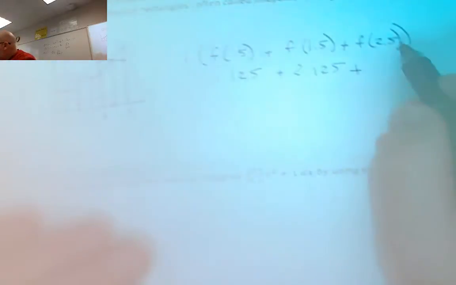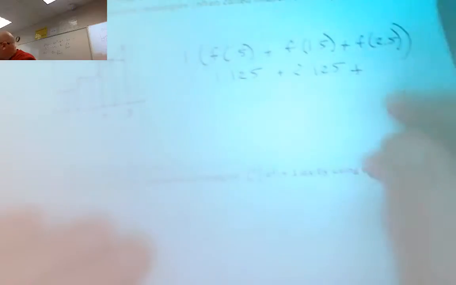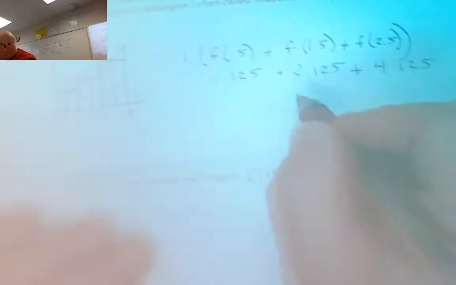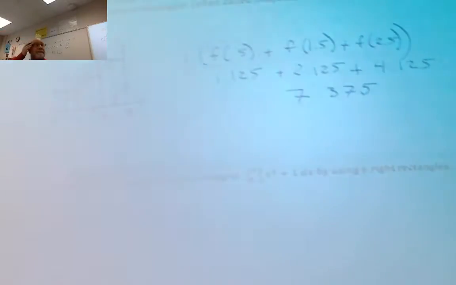Plus, if I put 2.5 in here, I get 6.25. Half of that is 3.125. Add a 1, I believe I get 4.125. So I'm thinking my answer is 1 plus 2 plus 4 is 7.375, or 7 3/8. Is that correct?